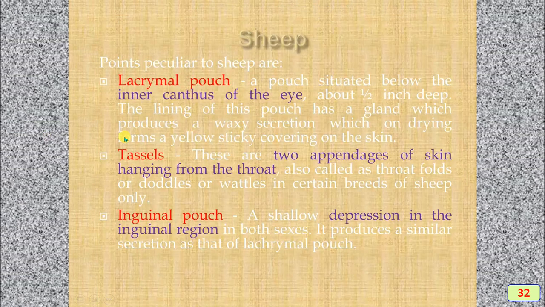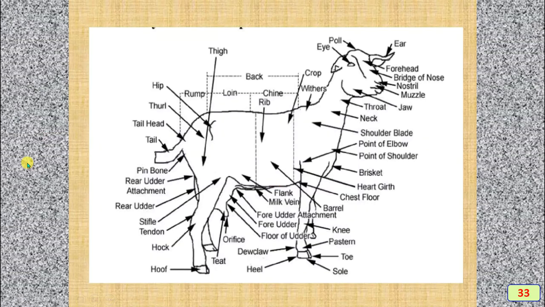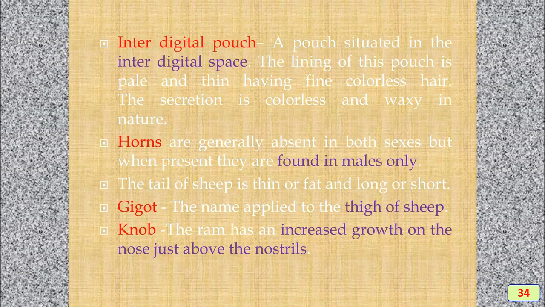Then the same thing: tassels are there, the inguinal pouch is there, and it also has a lot of other structures. The interdigital pouch is situated in the interdigital space. The lining of this pouch is pale and thin with fine colorless hair. The secretion is colorless and waxy in nature. Horns, then once again the gigot, the name applied to the thigh of a sheep.